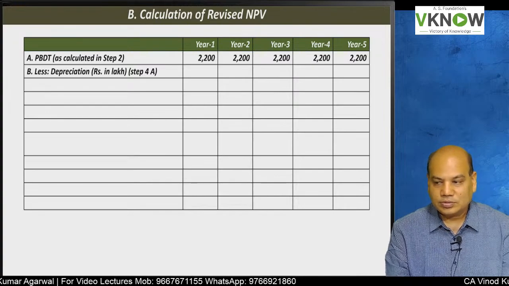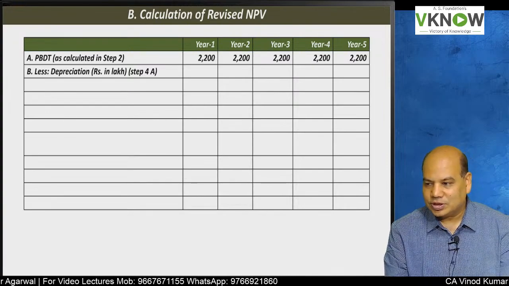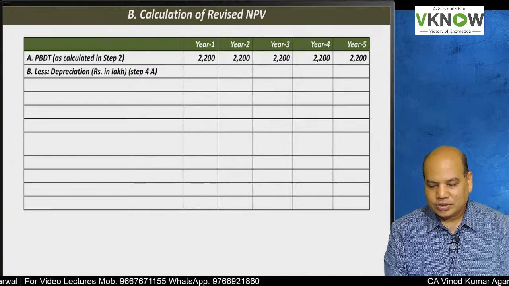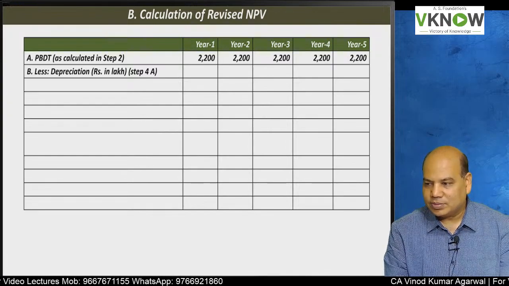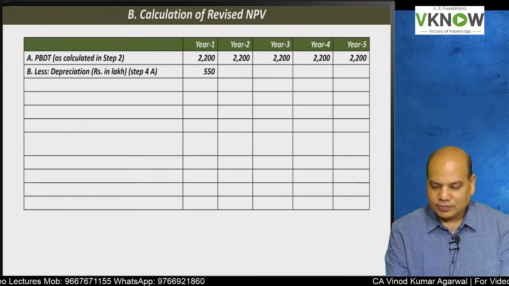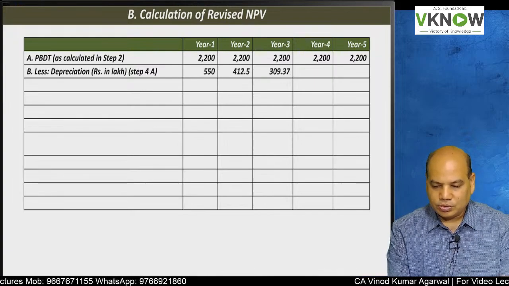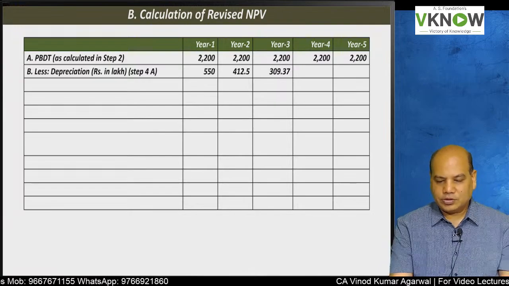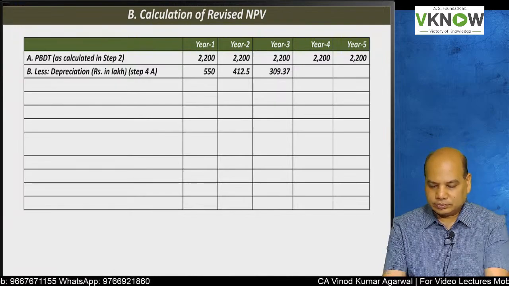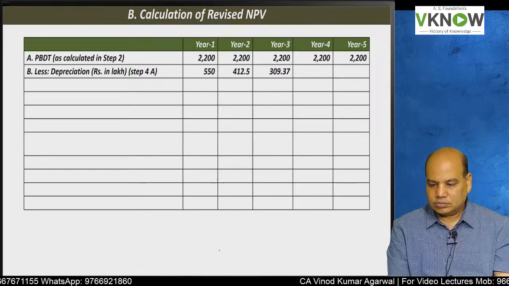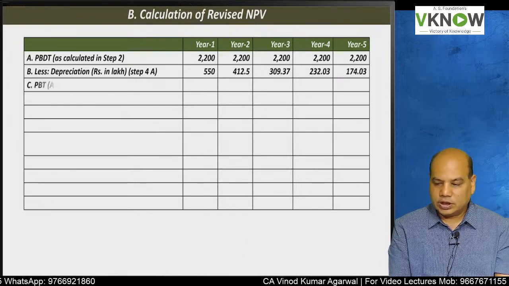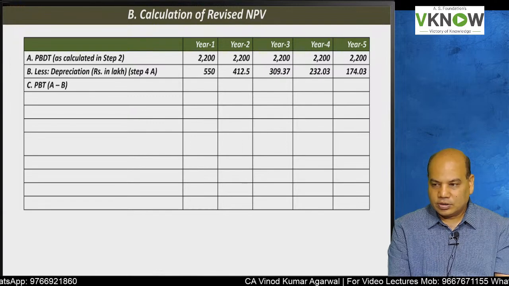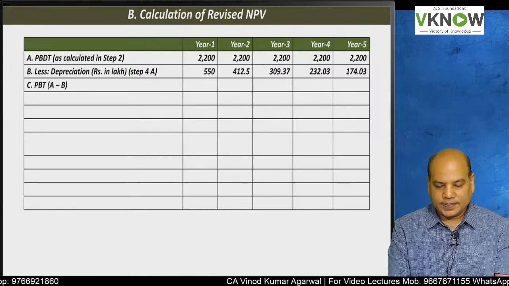Depreciation will change, so write down less depreciation, step 4a. Previous step: 550, 412.50, 309.37, 232.03, 174.03. Then write down PBT.